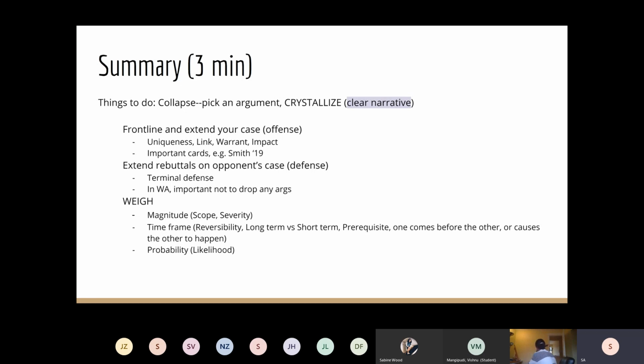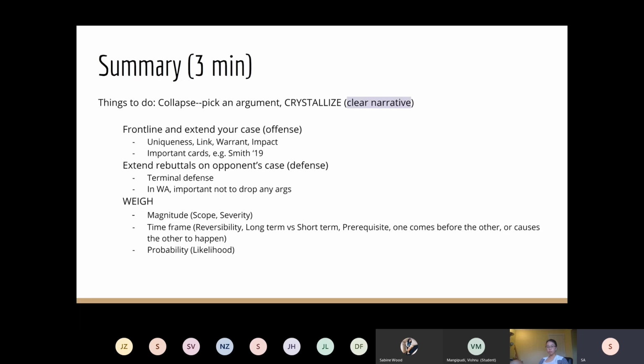And then you want to extend your arguments from rebuttals on your opponent's case, which is defense. Since summary is now 3 minutes, defense is pretty necessary in summary. Of course, if it's your first summary, you don't know what offense your opponents are going to go for, but that's why you want to extend terminal defense. Terminal defense means an argument that takes out your opponent's argument completely. And you need to be able to identify what is terminal defense and what is not.